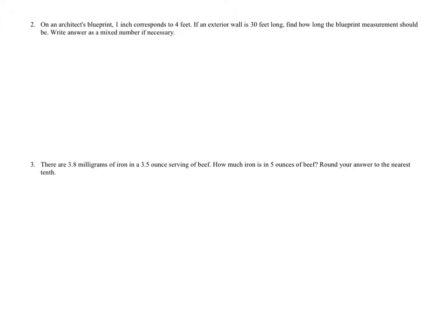Now we look at number 2. On an architect's blueprint, 1 inch corresponds to 4 feet. If an exterior wall is 30 feet long, find how long the blueprint measurement should be. Write the answer as a mixed number if necessary. So we're given a couple of ratios again. The first one is that 1 inch corresponds to 4 feet. And the second, it says an exterior wall is 30 feet long. Find how long the blueprint measurement should be.